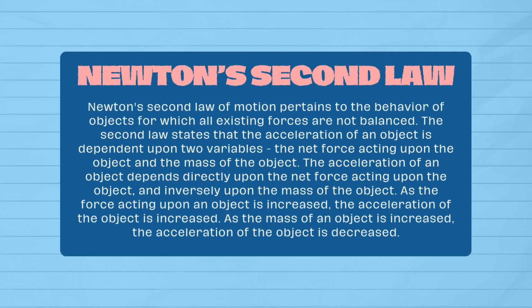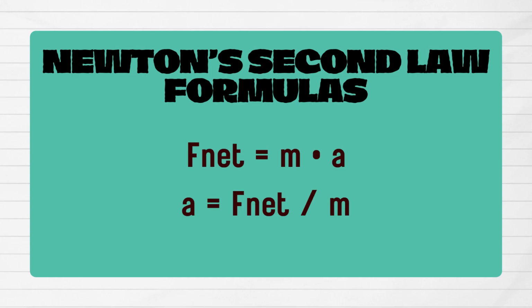As the mass of an object is increased, the acceleration of the object is decreased. Here's the formula that we can use in getting the second law: F net is equal to M times A. M stands for the mass and A stands for acceleration, or A is equal to F net over M. Here is one problem about the second law.